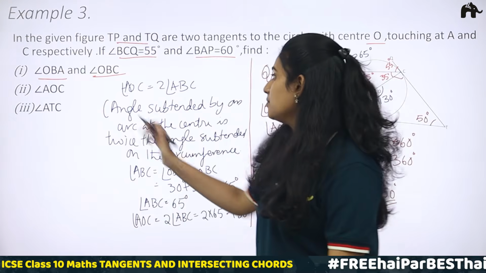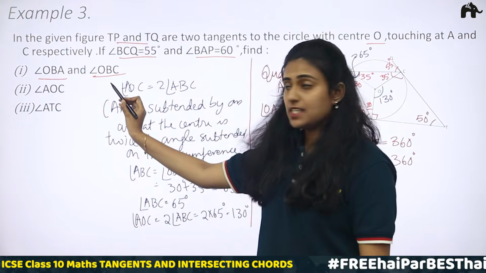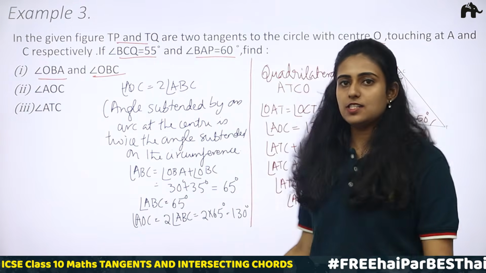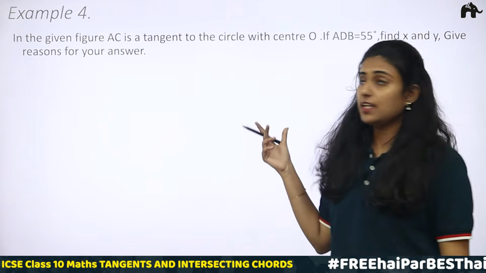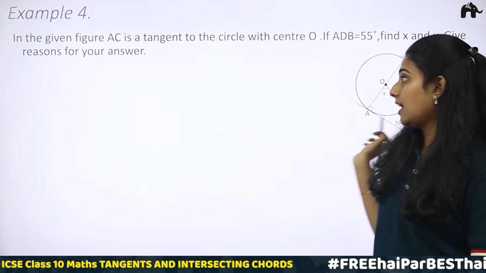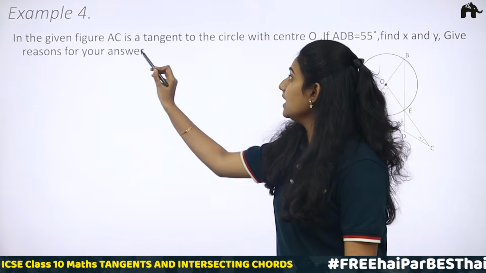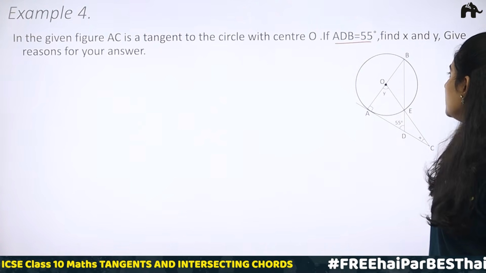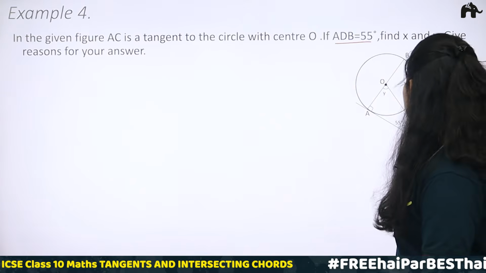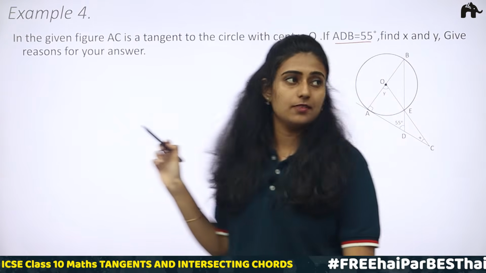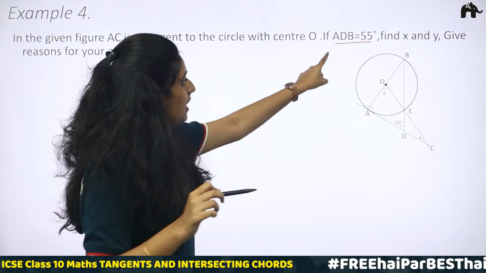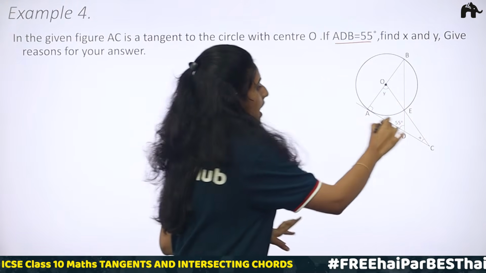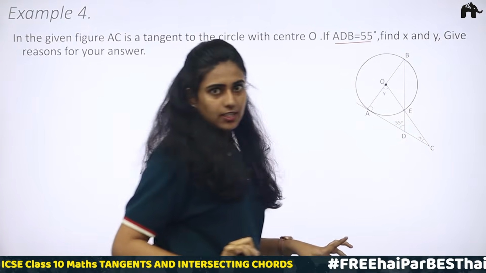Clear? So we have determined OBA, OBC, AOC and ATC. Understood this? Example 4, this is a question that came in the ICSE Board Exam 2019. In the given figure, AC is a tangent to the circle with center O. If ADB is equal to 55 degrees, find X and Y. Give reasons for your answer. Here, given that angle ADB is equal to 55 degrees. We have to find the values of X and Y.